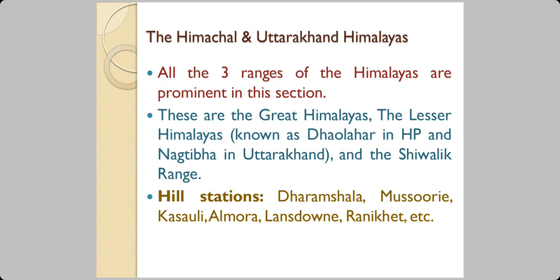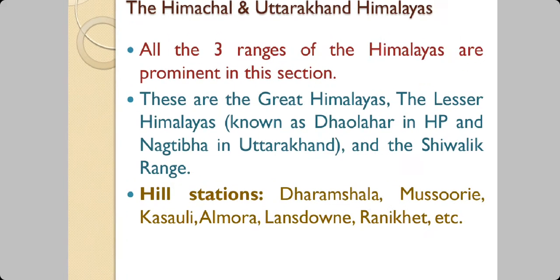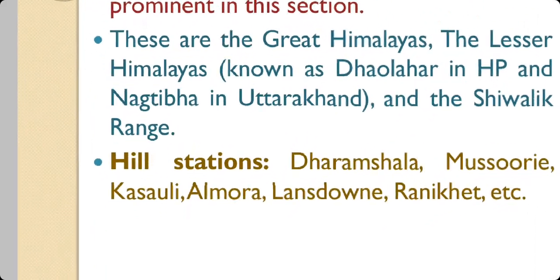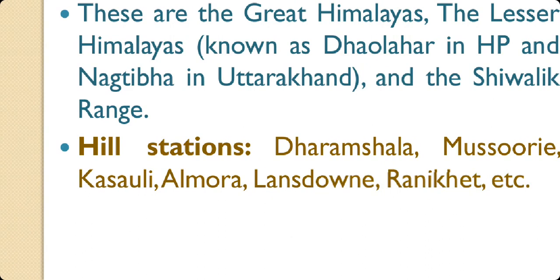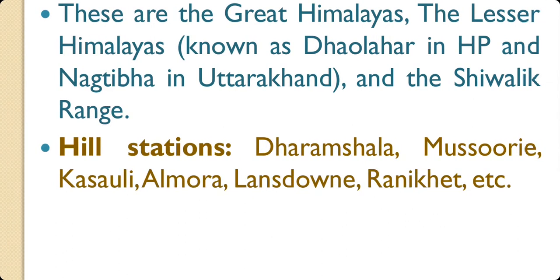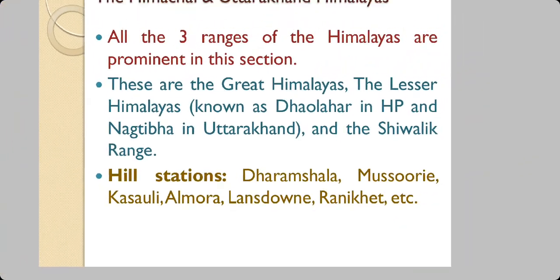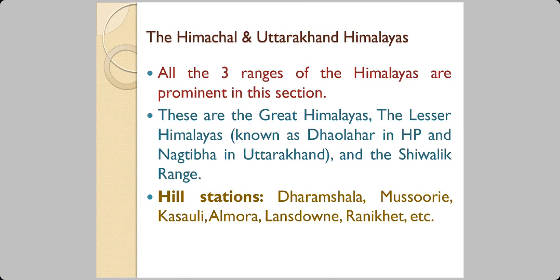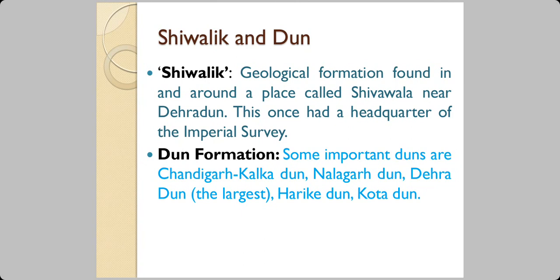These are the Great Himalayas, the Lesser Himalayas, also known as Dhaula Dhar in Himachal Pradesh and Nag Tibba in Uttarakhand, and the Shivalik range. Some important and beautiful hill stations are here. We have Dharamshala, Mussoorie, Kasauli, Almora, Lansdowne, and Ranikhet. They have been made popular by the British when they were ruling here.